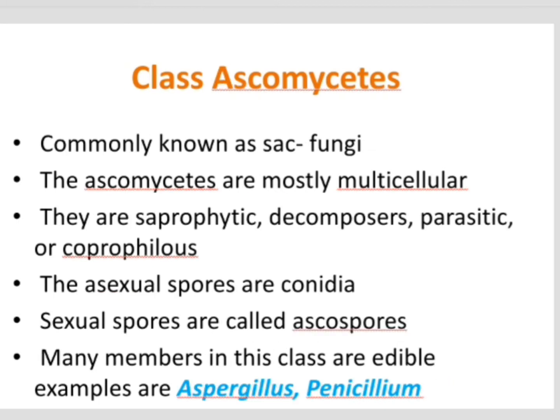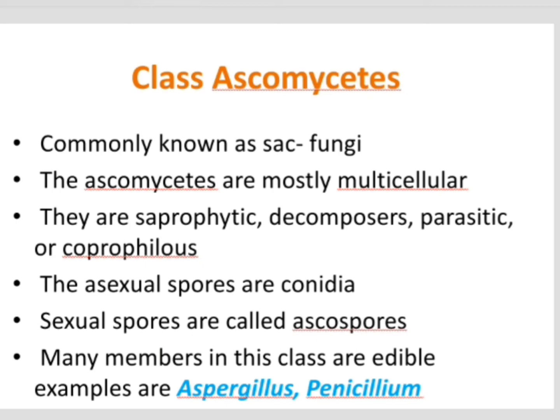And the next class is class Ascomyces. It is known as sac fungi. They are multicellular, saprophytic decomposers, or they are parasitic or coprophilous. Coprophilous means they live on the fecal material of other organisms. Asexual spores are conidia. Sexual spores are called ascospores. Many members in this group are edible. Examples are Aspergillus and Penicillium. We know both these genera.